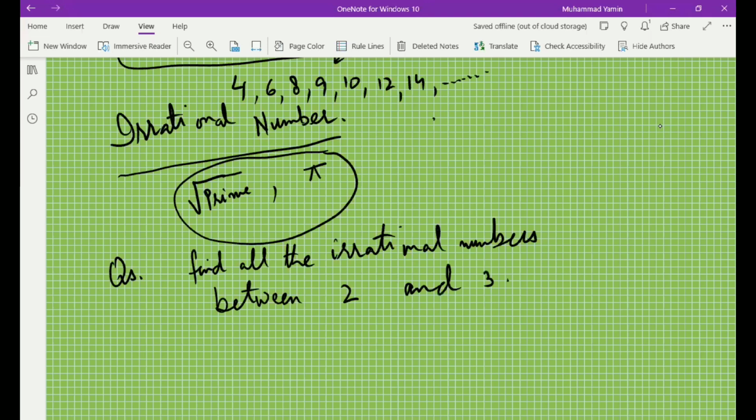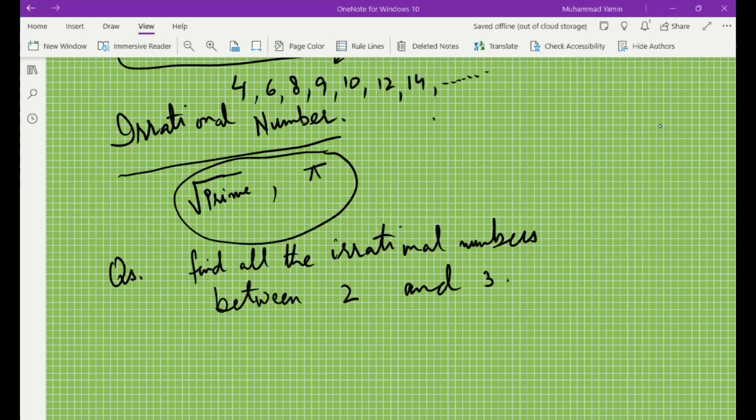Find all the irrational numbers in between 2 and 3. Now, 2 and 3 are two numbers that we already know are integers. If we are looking for values in between, then obviously they should be decimal values. But there are so many decimal values that we can't take all of them here.